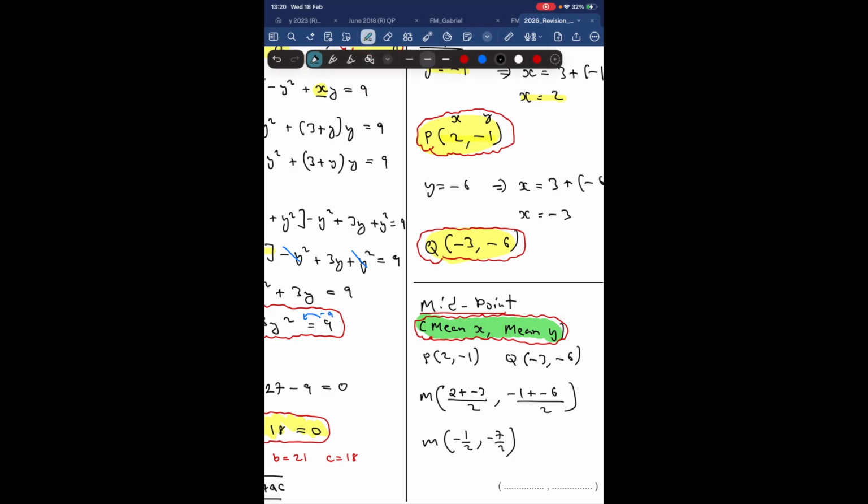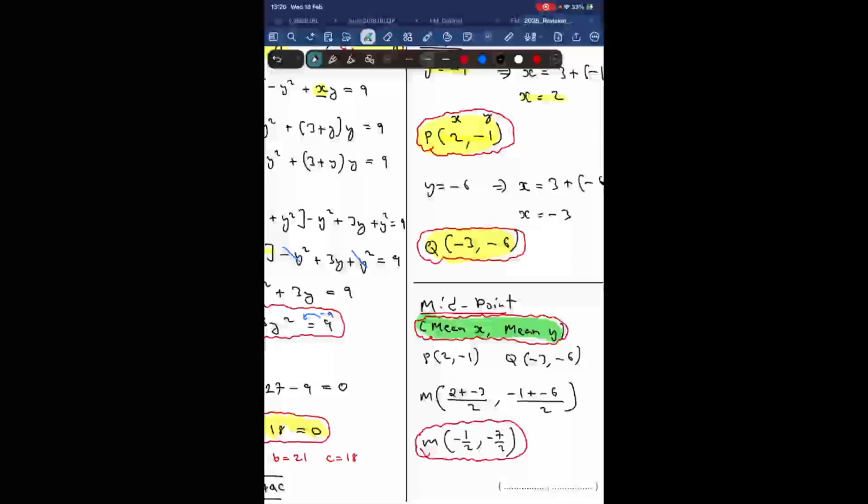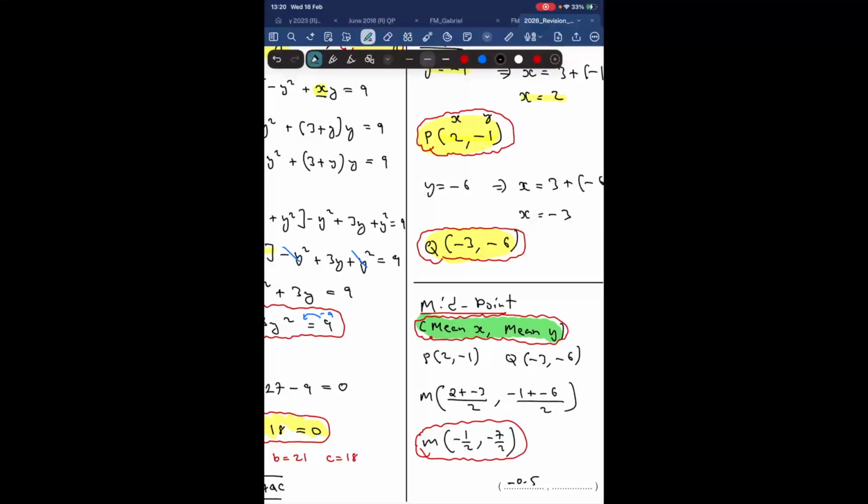Now you can keep your answer in this fractional form like we've done here, or you can put them as a decimal if you like. It's completely up to you. Some people prefer fractions, other people prefer decimals. So this is our answer. So the midpoint coordinates, if I want to put them as decimals, will just be -0.5, -3.5.